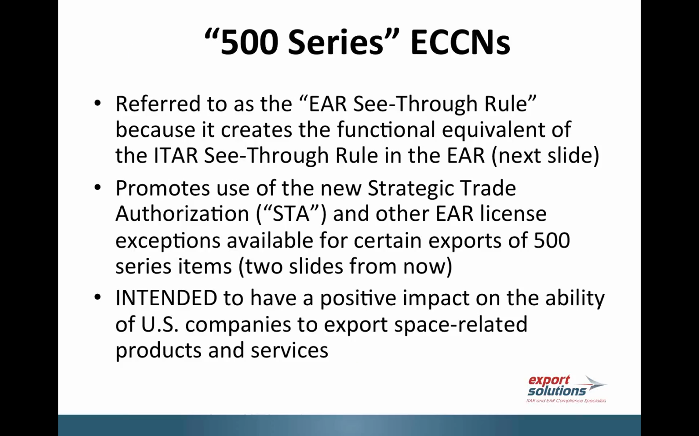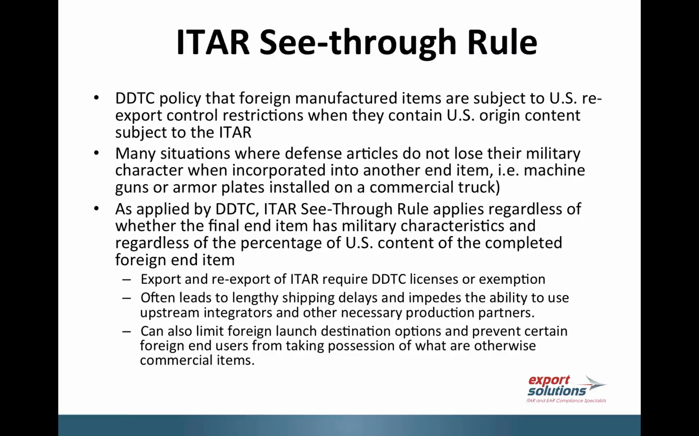Now, the 500 series ECCNs has been, I don't know if it's jokingly or whatever, but it's been referred to as the EAR see-through rule because it creates the same functional equivalent that the ITAR see-through rule has. And that'll be on the next slide. It promotes the use of the new strategic trade authorization and other EAR license exceptions available for certain exports of 500 series items. And there'll be a couple of slides from now. And it's intended to have, and the word intended, just remember the word intended, okay? You know, the road to you-know-where is paved with good intentions. It was intended to have a positive impact on the ability of U.S. companies to export space-related products and services. But hold your applause on that because it's not that easy. Here's the ITAR see-through rule. It's a DDTC policy, of course.